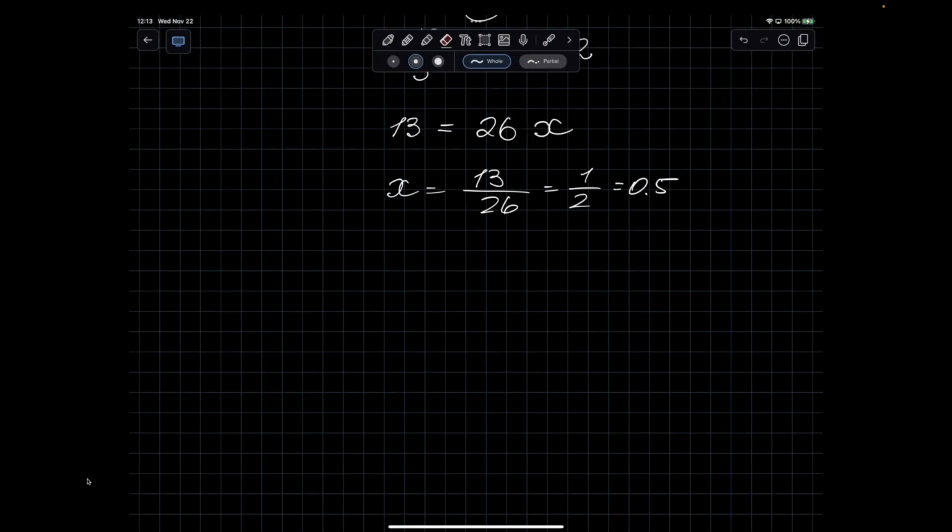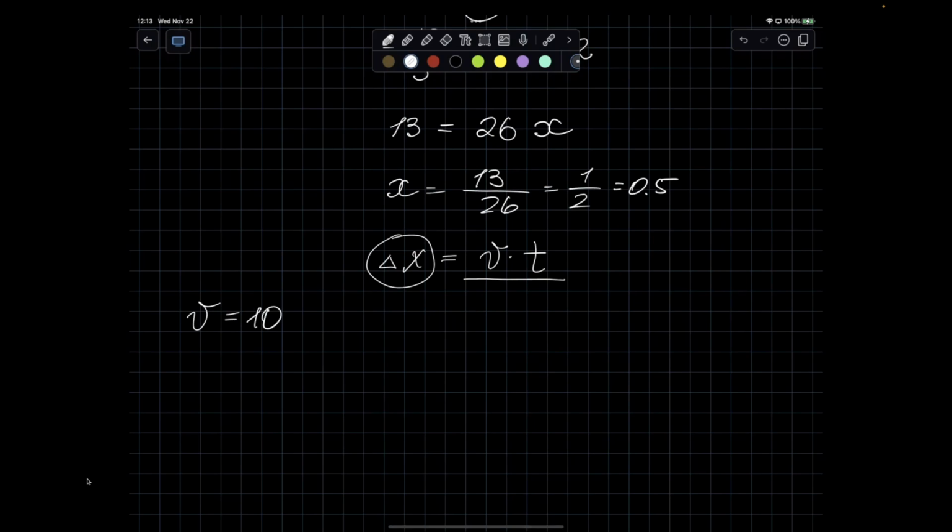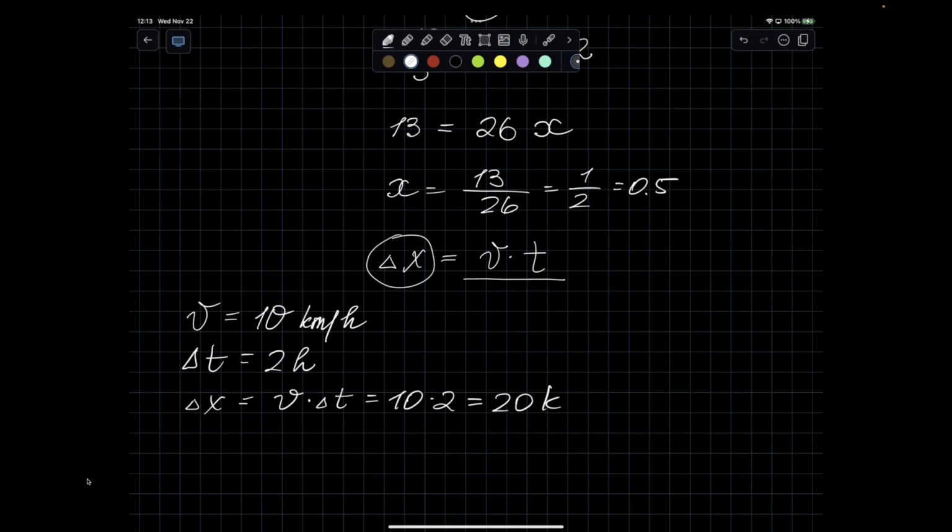An example of a linear equation could be change in x, where change in x is distance or displacement, equals v times t. Now, if we're after change in x, which is distance or displacement, that's very simple. We will just multiply the two variables. So, for example, if v equals 10 kilometers an hour and t is 2 hours, that's very easy. Our change in x is going to be just v times change in t, 10 times 2, 20 kilometers.